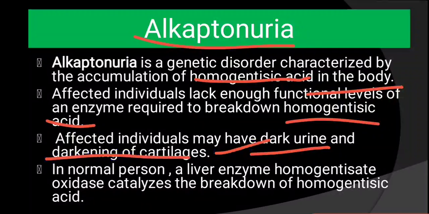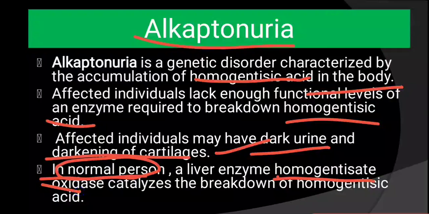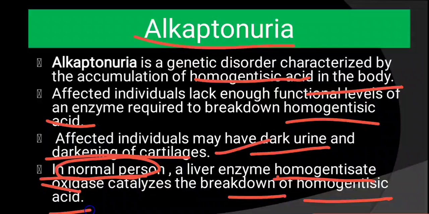Now if we talk about a normal person, meaning the person does not have the disease, in such a person there is a liver enzyme, homogentisate oxidase. This enzyme is produced in a normal person and helps in catalyzing the breakdown of homogentisic acid to compounds which enter the Krebs cycle to produce carbon dioxide and water.